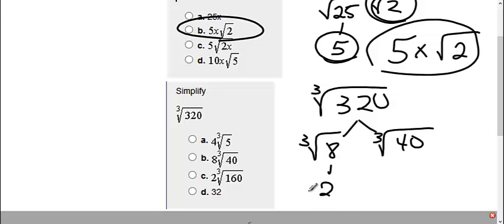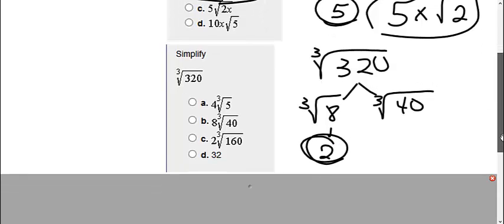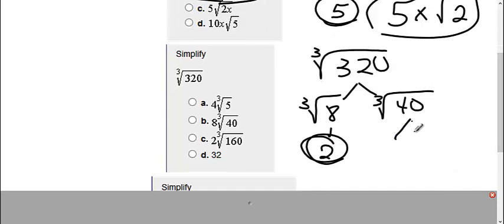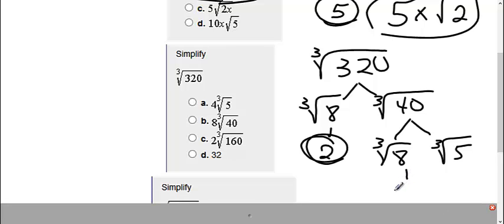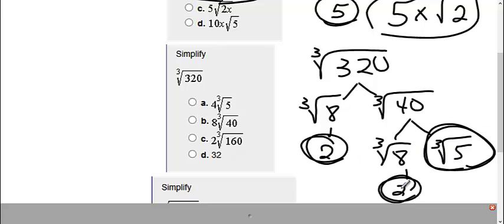The cubed root of 8 is 2. Okay, the cubed root of 40, I'm not done with it because I can still break it up. I can break that up into the cubed root of 8 times the cubed root of 5. The cubed root of 8 is 2, circling that. The cubed root of 5, I can't do anything there, so I'm circling that. So I have 2 whole numbers here.